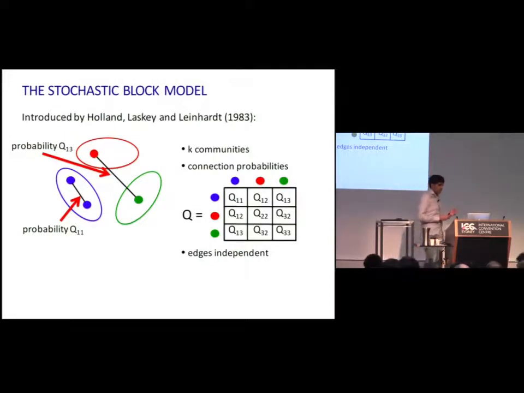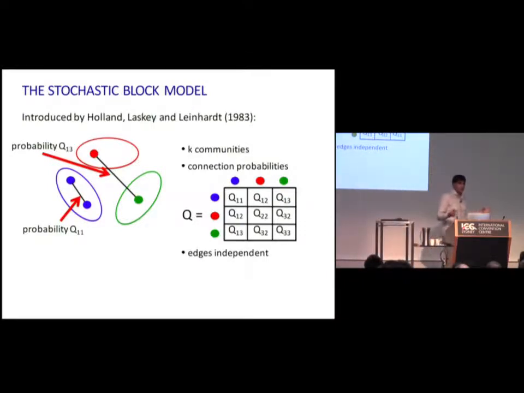And one way that this problem is often studied is in a generative model where there is some planted community structure. So let me explain what the stochastic block model is. This model is old and dates back more than 30 years to Holland, Laskey, and Weinberg. And the idea is you're going to generate a random graph as follows.